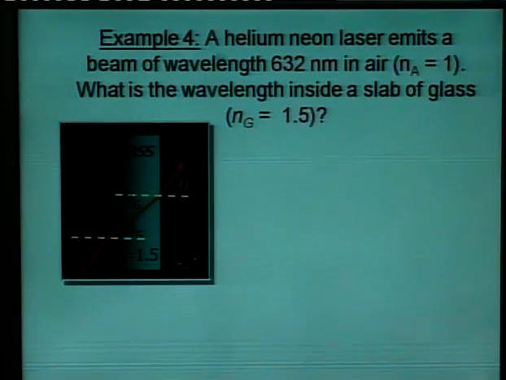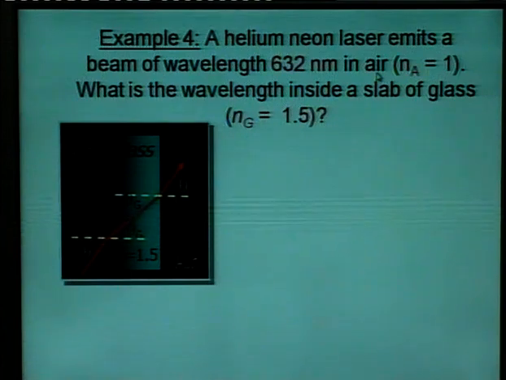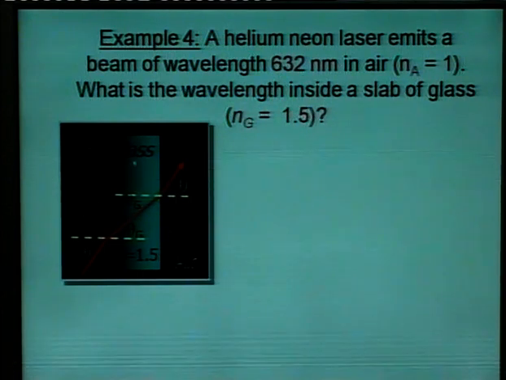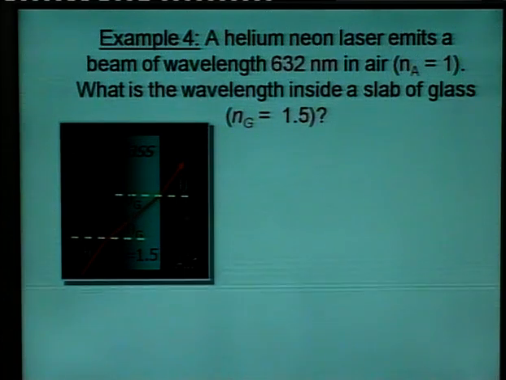So another example: a helium neon laser emits a beam of wavelength 632 nanometer in air. Now wavelength is given, so we have to use this other form of Snell's law with lambda 1 and lambda 2. The refractive index of air, we know it is 1, is also given. So what is the wavelength inside the slab of glass? Given are the refractive index of glass, the refractive index of air, and the wavelength of the helium neon laser in air. We have to find its wavelength in glass.